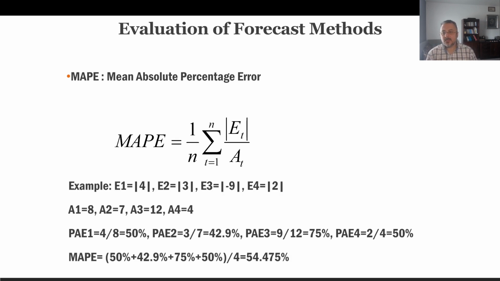Building on our understanding of error measures, let's focus on the mean absolute percentage error, or MAPE. MAPE steps beyond mere absolute error values. It expresses errors as a percentage of the actual values. This relative measure helps us understand the size of the error in context. MAPE is particularly useful when comparing forecasts across different scales or units.